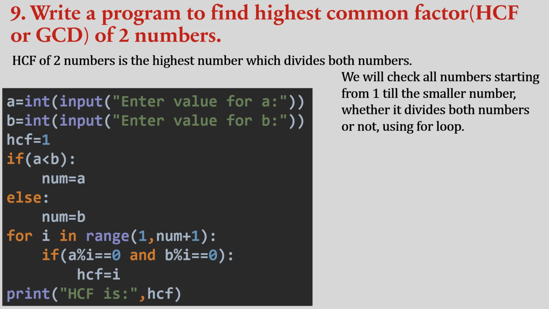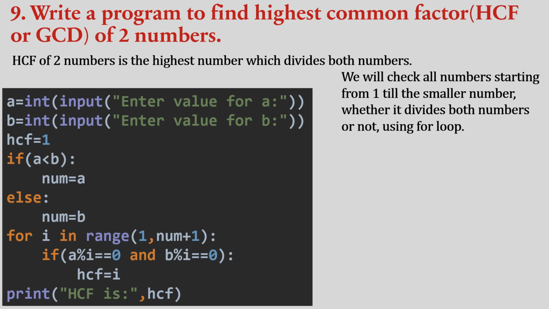So we have taken these two numbers A and B by writing the message enter value for A and value for B. So you have to give these two values at runtime. And HCF is a variable which is initialized with 1, which is used to store the HCF of both the numbers.